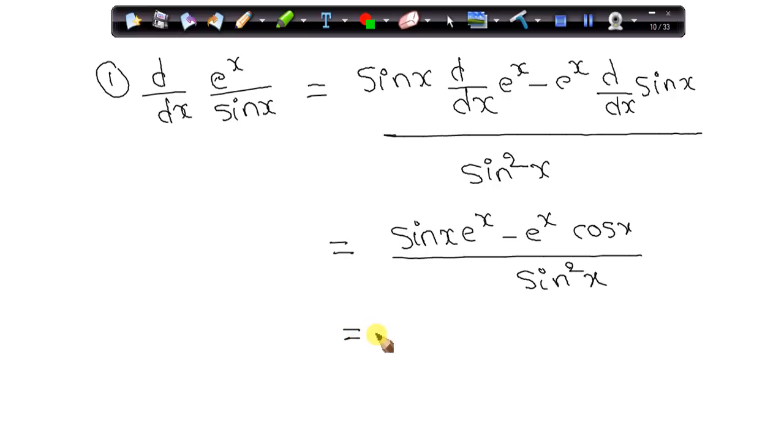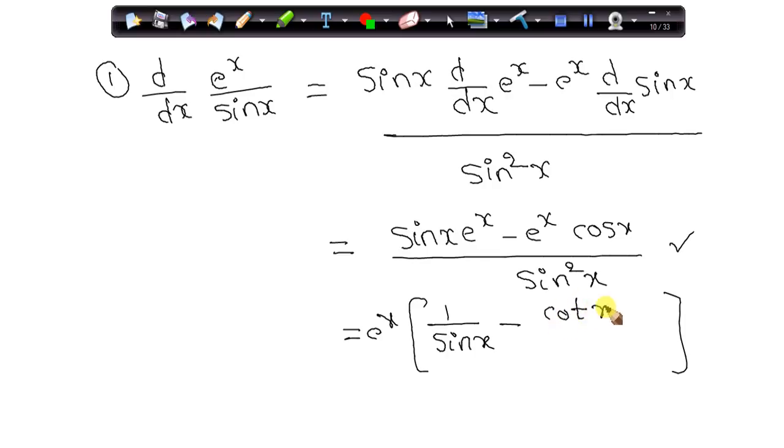If you would like to simplify, you can write this as e power x into sin x minus cos x by sin square x. This can be the correct answer. If you want a still further simplified form, it can be written as 1 by sin x minus cos x by sin x, which is cot x by sin x. Or you can write the same thing as e power x by sin x into 1 minus cot x.